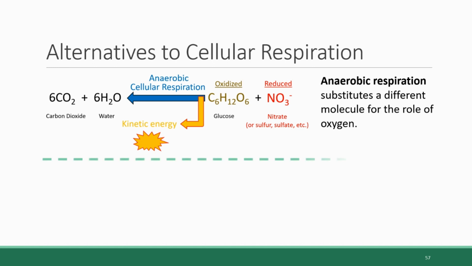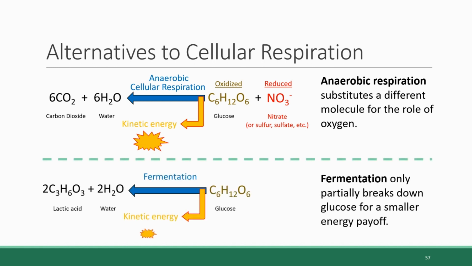The other possibility is a process called fermentation. Fermentation only partially breaks down the glucose molecule, and therefore less kinetic energy is extracted, but cells are able to get this partial breakdown done without the need for oxygen. Fermentation also generates different byproducts depending upon the organism. So when human cells perform fermentation, the product is lactic acid, but in microorganisms, it can be an extremely wide range of different molecules.